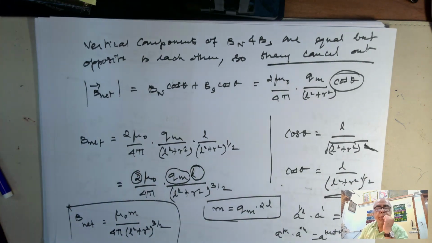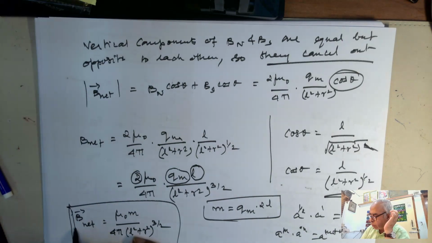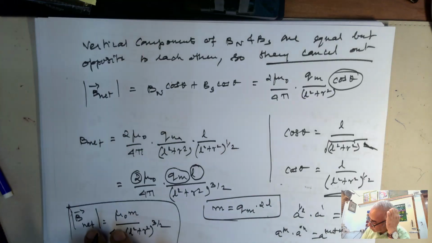So this is the net, the magnitude of the field. You can put it like this also, either with the vector, or modulus of the vector, or magnitude only.